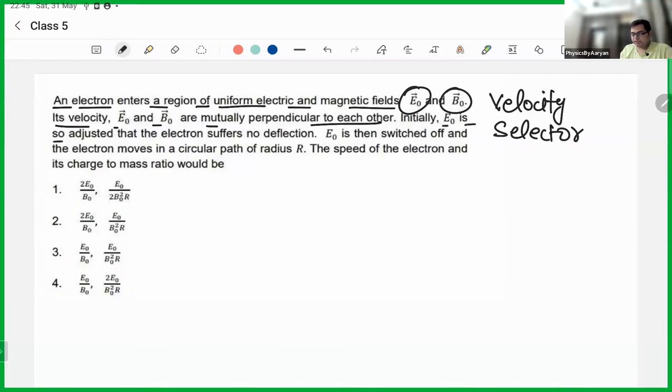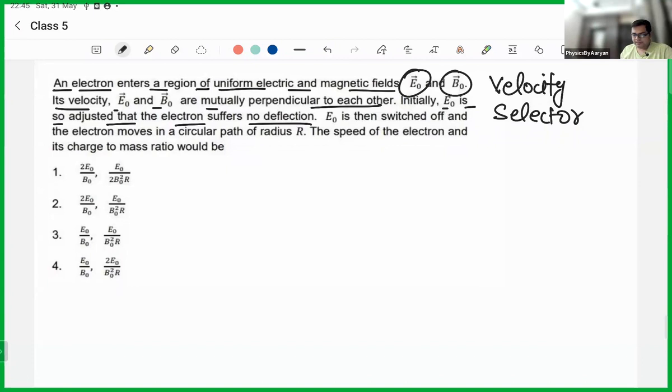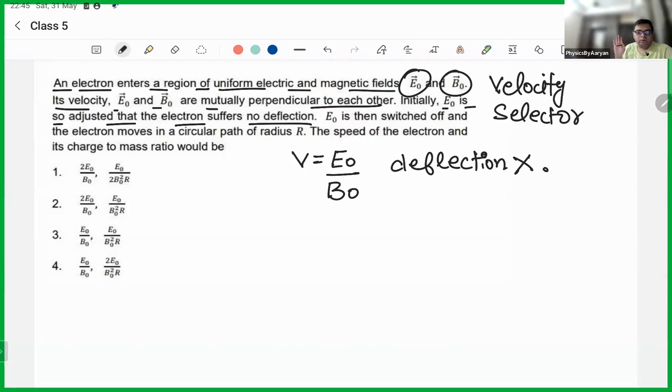Initially, E naught is so adjusted that the electron suffers no deflection. So basically they are saying initially the particle is not experiencing any deflection. If the particle is not experiencing any deflection, then you know v equals E by B. So this is the condition for no deflection. In the velocity selector, we learned that magnetic force and electric force become equal and are in opposite directions. So no deflection, and velocity is equal to E naught by B naught.